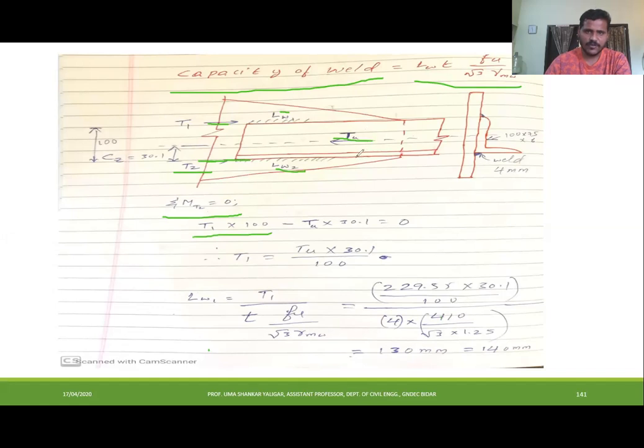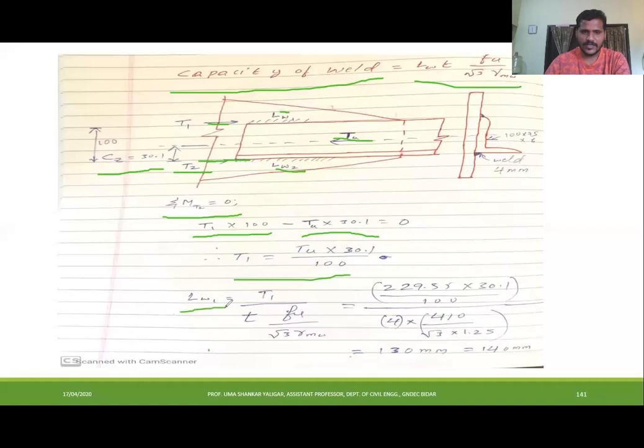Okay, this you will get from your steel table. This is 30.1 from the steel table, meaning Tu into 30.1, which is equal to 0. Therefore, T1 is equal to, if you take this to the right side, Tu into 30.1 divided by 100.